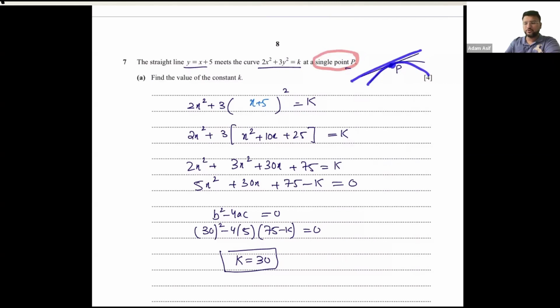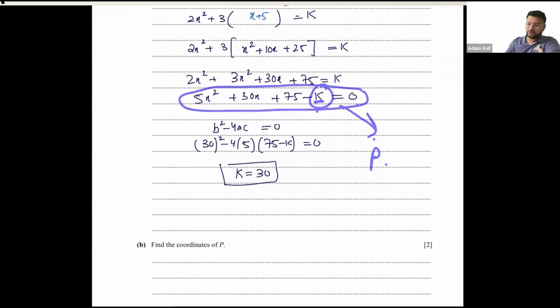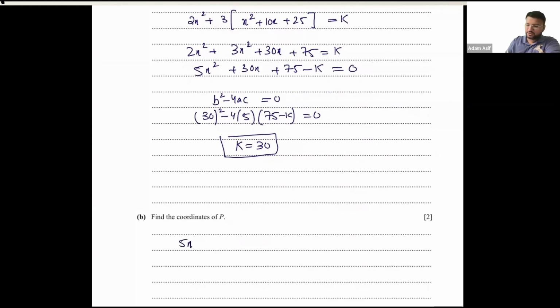दोनों इक्वेशंस को इक्वेट करते हो और साइमल्टेनियस सॉल्व करते हो, तो आपके पास एक क्वाड्रेटिक इक्वेशन बन गई. यहाँ पे k की वैल्यू आपको पता चल चुकी है. इसका मतलब है कि अगर मैं इस इक्वेशन को सॉल्व करूंगा तो मेरे पास पॉइंट p के कोऑर्डिनेट्स आने चाहिए. k की वैल्यू आपके पास आई है 30. तो आपकी इक्वेशन क्या हो जाएगी? 5x स्क्वायर प्लस 30x प्लस 75 माइनस 30, 45. ठीक है, अब इस इक्वेशन को सॉल्व करके मुझे x की वैल्यूज बता दो.